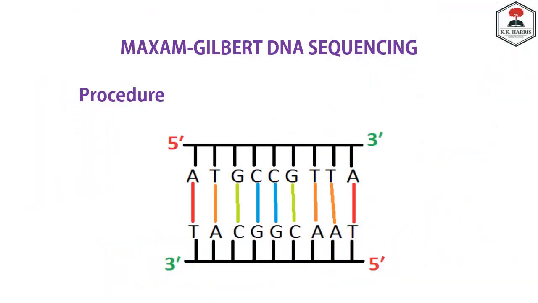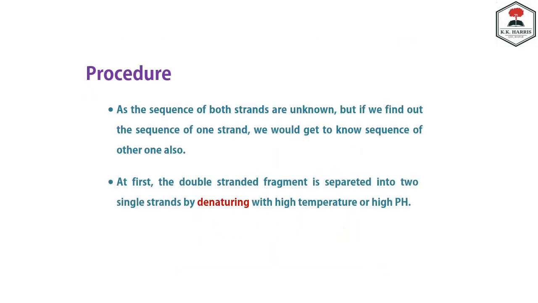Maxam-Gilbert DNA sequencing. A double-stranded DNA will be denatured to yield single strands. The sequence of both strands is unknown, but if we find out the sequence of one strand, we would get to know the sequence of the other one also. At first, the double-stranded fragment is separated into 2 single strands by denaturing with high temperature or high pH.